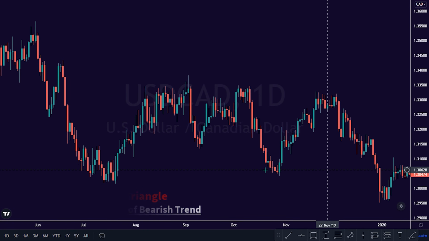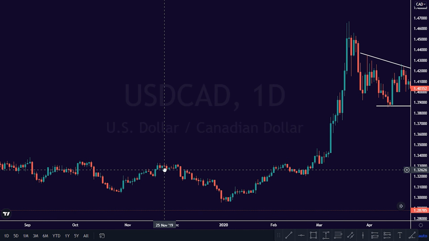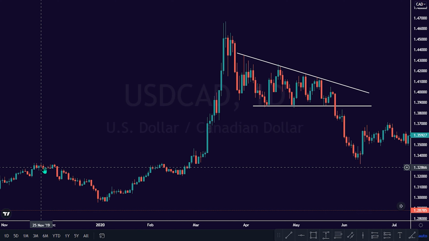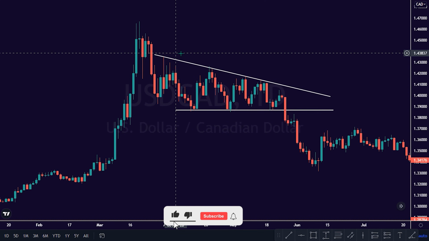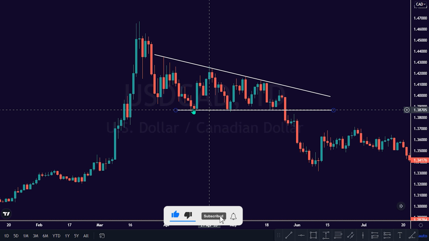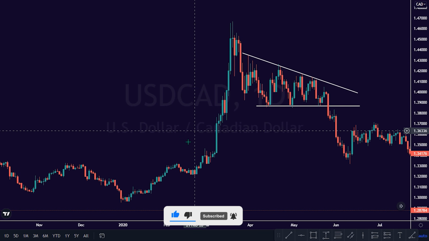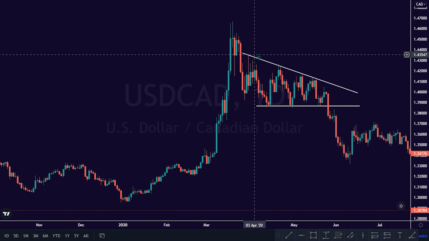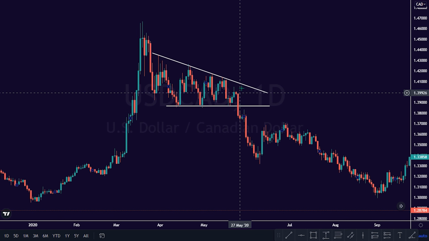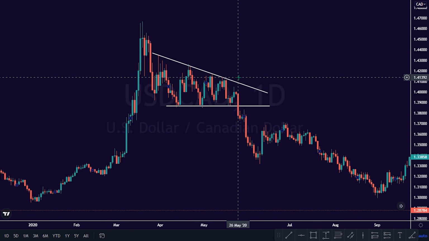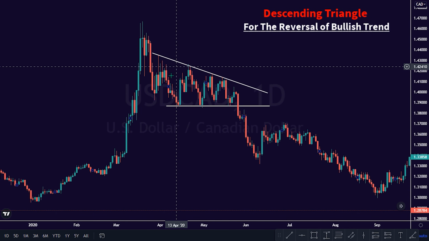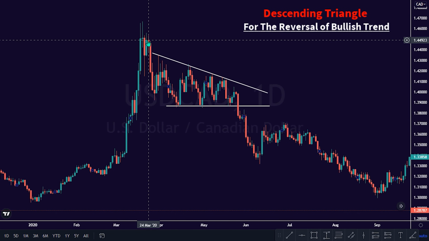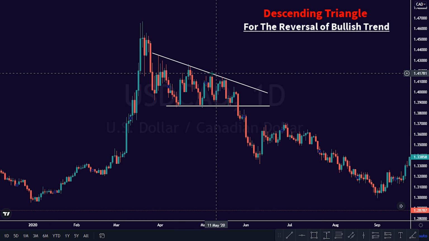Now let me show you how the descending triangle can be implemented to reverse a bullish trend into a bearish trend. Take note, before ever planning to implement the descending triangle for the reversal of a bullish trend, make sure the pattern is formed within the daily time frame. Don't use this pattern to trade the reversal of a strong bullish trend into a bearish trend from the lower time frame.